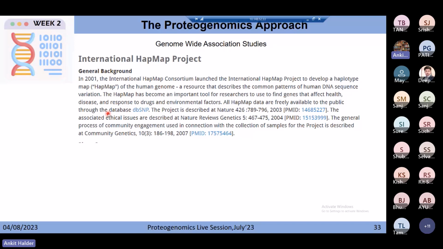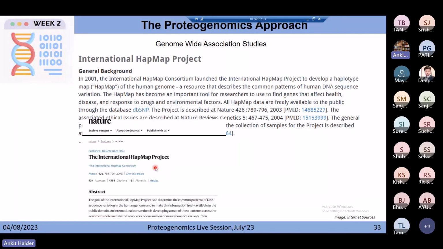So what are those genes that are most sensitive to and that affect your health and disease? All the HapMap data you can find using dbSNP. I think I have mentioned previously that the 1000 Genomes Project database and dbSNP consist mostly of the SNPs that are present in the human genome. So this is how the HapMap project was launched. This is the paper, so you can all go through it, on how the International HapMap Project was launched to find those associations.